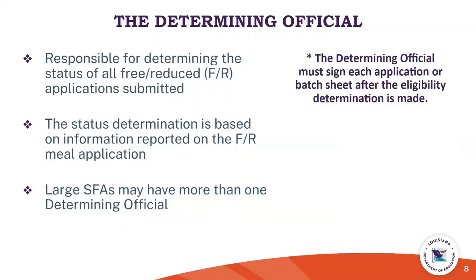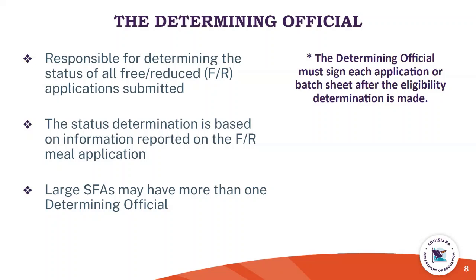So first, the determining official. This person determines the eligibility status of all free and reduced applications using the information provided on the applications. They will sign all applications as they process them. The determining official cannot be the same as the pre-verifying or confirming official, who will do the second level review of applications. The determining official is also responsible for the "for school use only" section of the application.